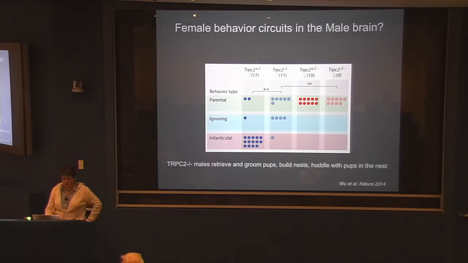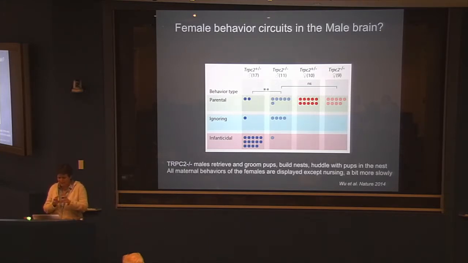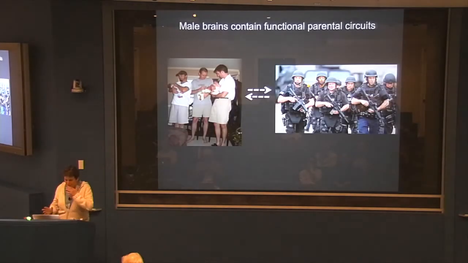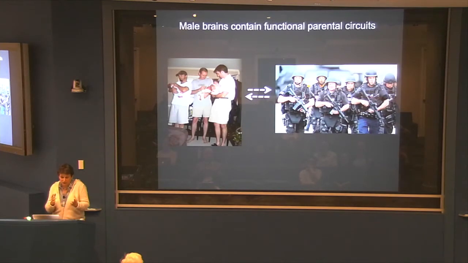Now, interestingly, these mutant males do everything that mom does. They retrieve the pups, they groom them, they build nests, they huddle with the pups in the nest. They do everything. It's just that they are a little bit slower in being dads, but that's about it. And obviously, they can't nurse. So clearly, I think this experiment suggests that in the male brain there's somehow the capacity to be maternal.